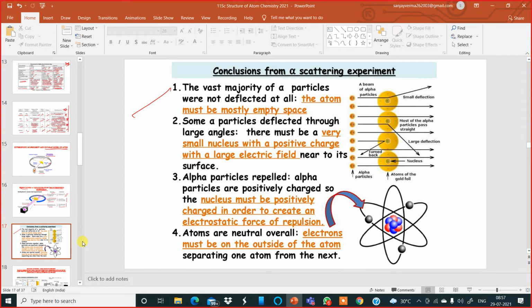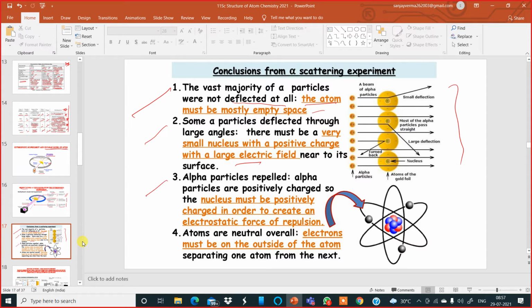The first one: the vast majority of the particles were not deflected at all, which means the atom must be mostly empty space. Number two: some of the particles were deflected through large angles. That means there must be a very small nucleus with a positive charge, because the particles are deflected, and alpha particles also carry positive charge near to its surface.